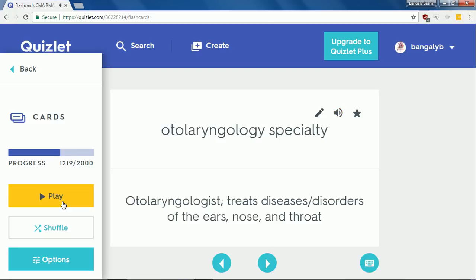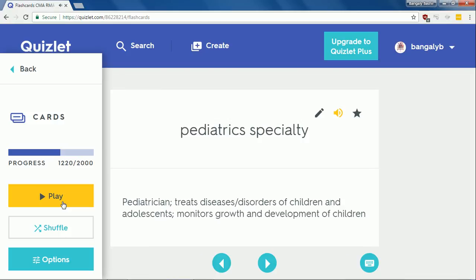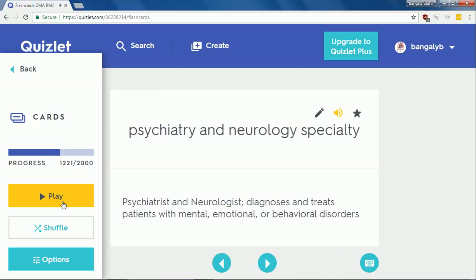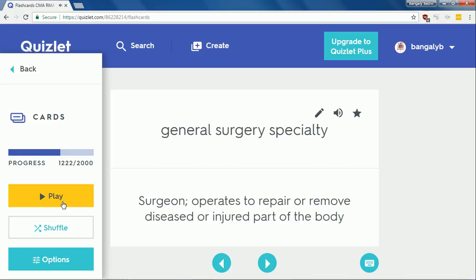Otolaryngology specialty: the otolaryngologist treats diseases and disorders of the ears, nose, and throat. Pediatric specialty: the pediatrician treats diseases and disorders of children and adolescents, and monitors growth and development of children. Psychiatry and neurology specialty: the psychiatrist and neurologist diagnoses and treats patients with mental, emotional, or behavioral disorders. General surgery specialty: the surgeon operates to repair or remove diseased or injured parts of the body.